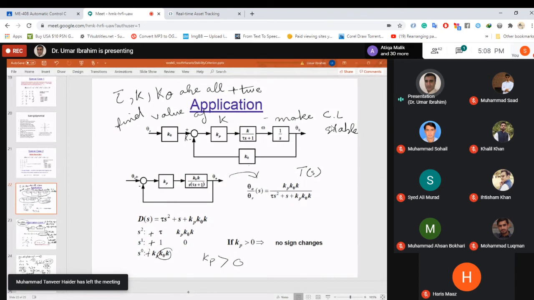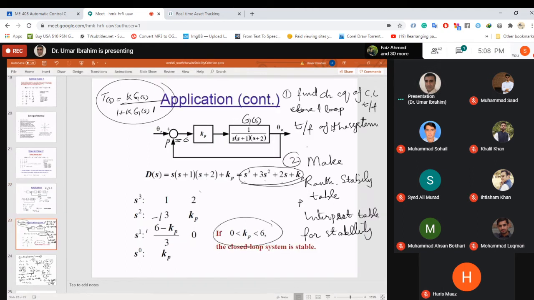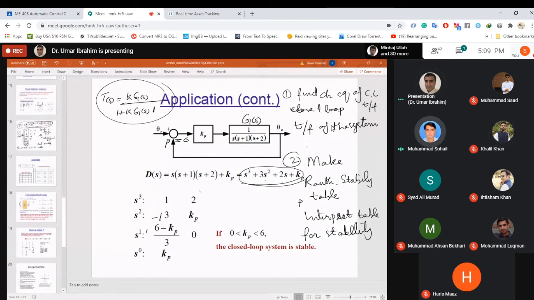So this particular system is stable for Kp value, any value greater than 0, while this system is stable for Kp value range between 0 and 6 exclusively. ठीक है? Clear है यहाँ तक student? Yes, sir. अच्छा. Yes. अच्छा.